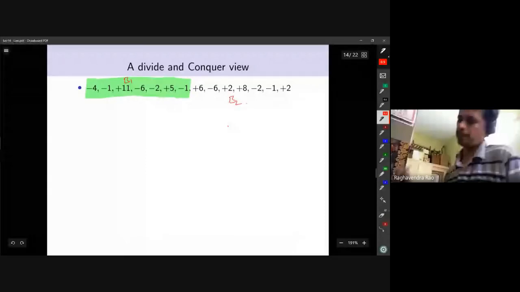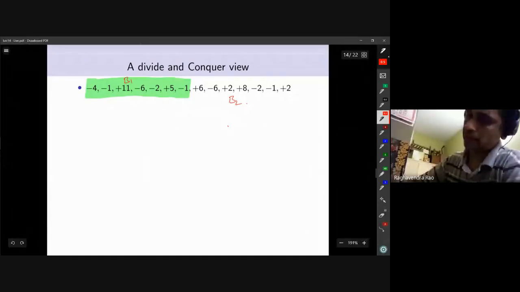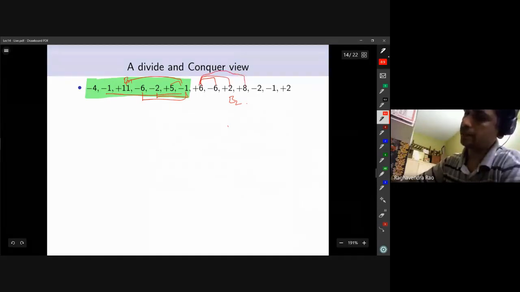Now, what are the subarrays that we are looking at? One is the whole array, the other one is this subarray, the other one is this subarray, the other one is this subarray, and this. And from here, what are we looking at? This subarray, this subarray, this subarray, this subarray.